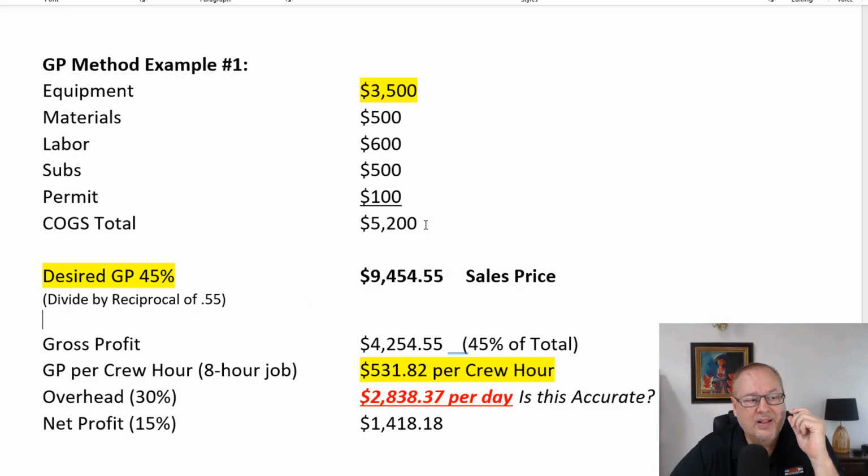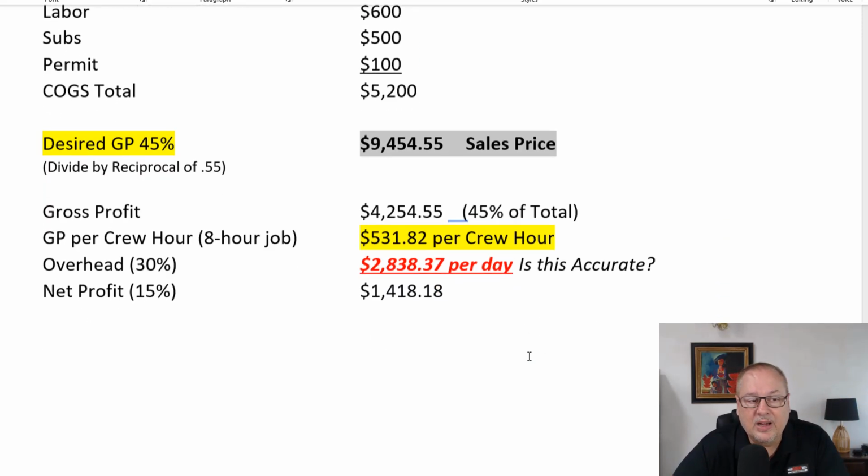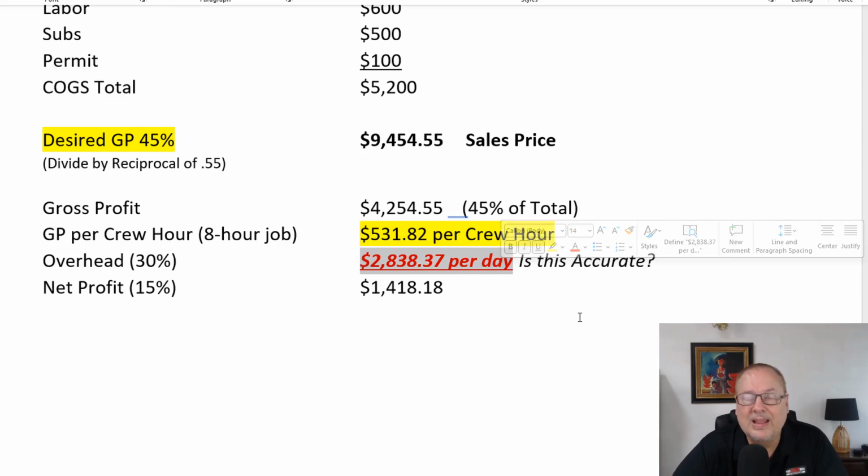And so we would take 5,200 and divide that by 0.55, and that's going to give us $9,454, which is the total, 45% of which would be gross profit. So in theory, if we're doing this percentage method and we had a 30% overhead, then the overhead that we would be building into that job would be $2,838.37. But what is your true overhead for that day for that department?